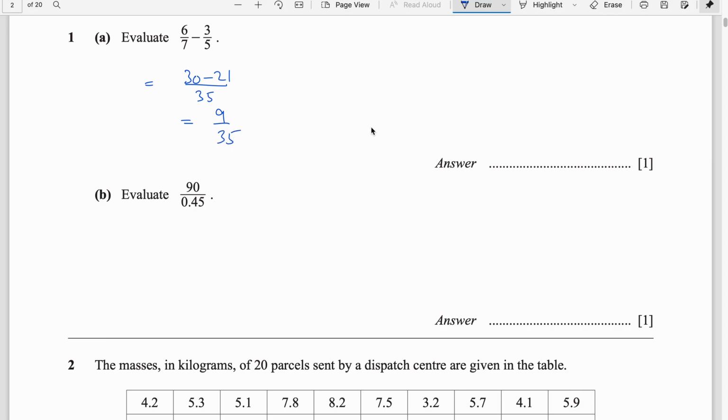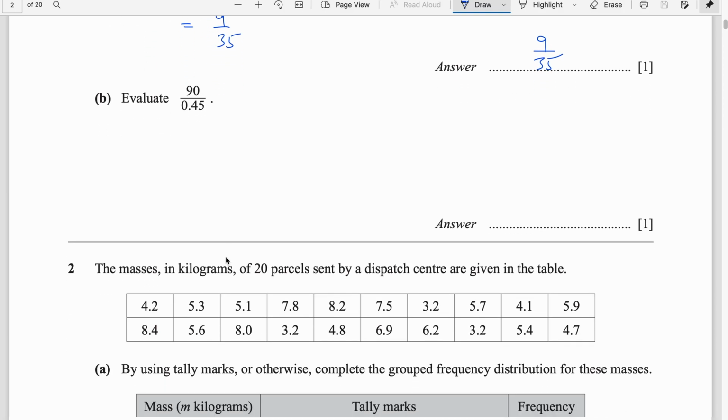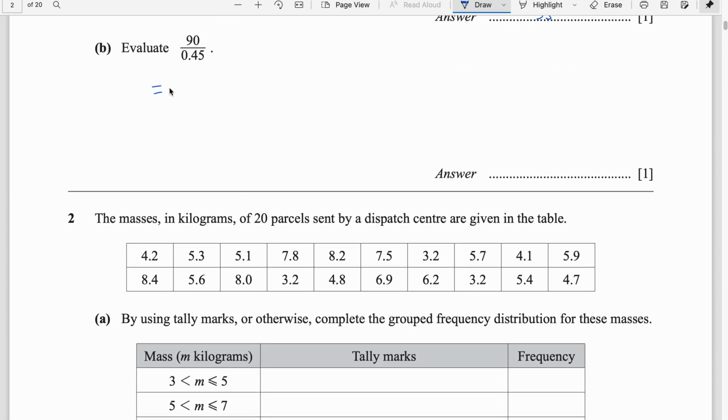9 by 35. Evaluate 90 by 0.45. So we multiply by 100 on both sides. 9000 by 45. 45 1 times, 45 2 times, and 200.